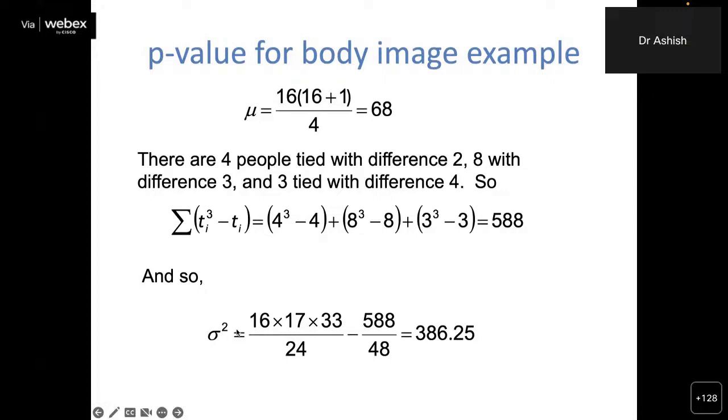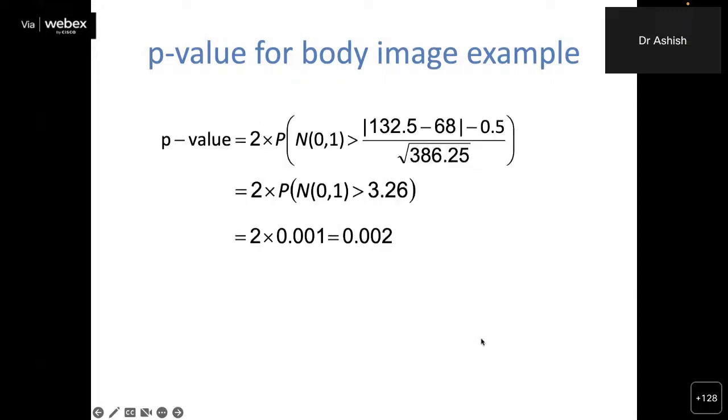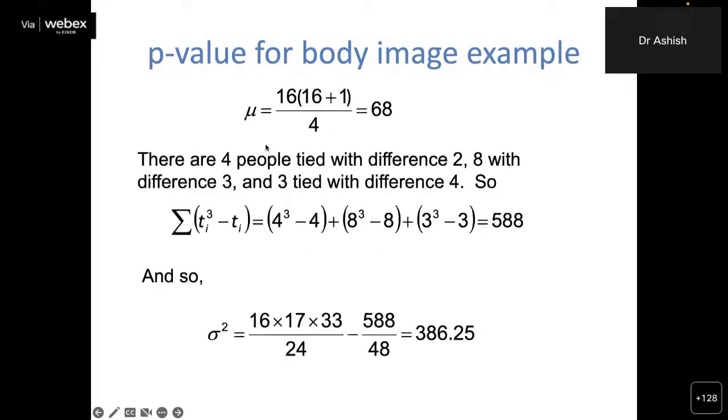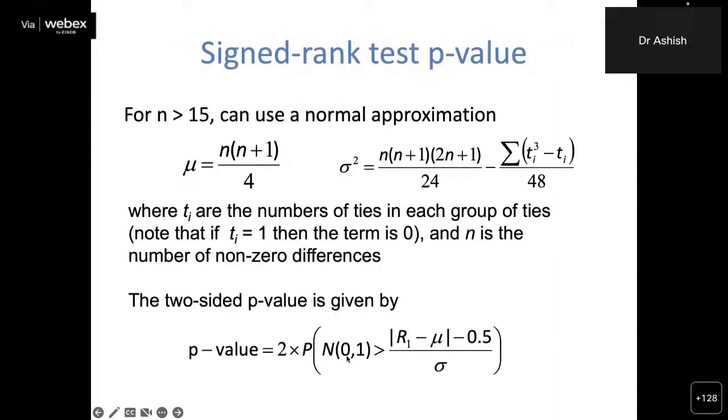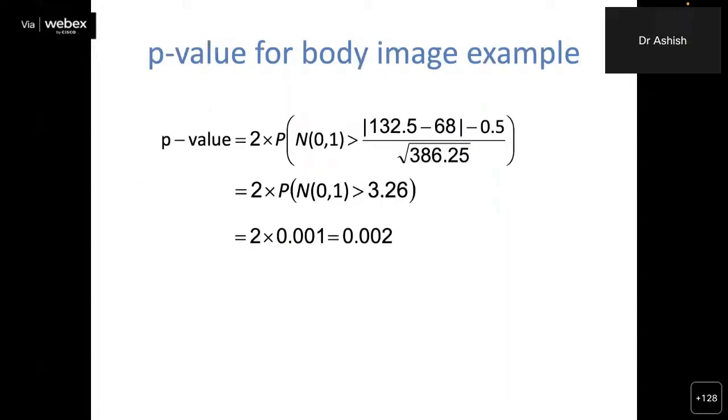Putting this value in the formula of dispersion sigma square, we are getting the variance as 386.25. Now, for calculation of the p-value, we are using this formula: 2 into P(N(0,1) greater than or equal to (R1 minus mu) minus 0.5 by sigma). Applying this formula, we get a p-value equal to 0.002. So this Wilcoxon signed rank test also suggests that the treatment has an impact.